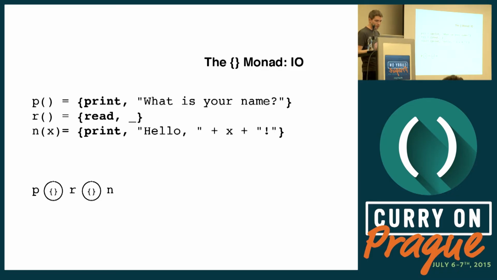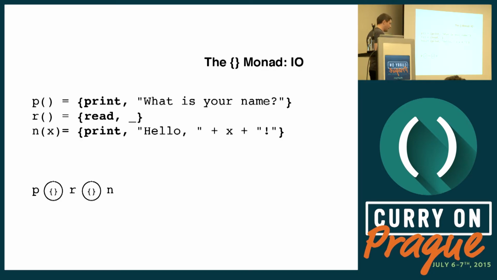So what can we do with that? We have these 3 monadic functions, and we can compose them. So P is going to return print and what is your name, so the composer is going to print that to the console. Then R is going to get called with no arguments, and it's going to return read. So the composer is going to wait for input, and the user is going to input their name, and then the composer is going to pass the name to N, and N is going to return print hello and the name, and the composer is going to print that.